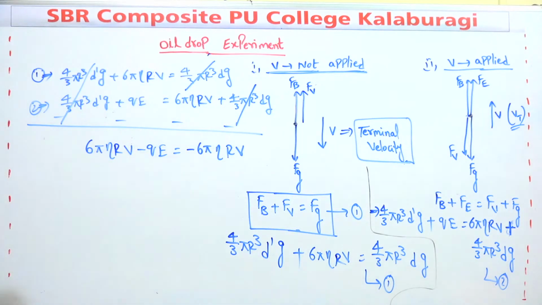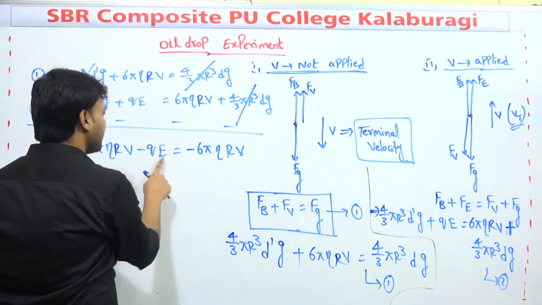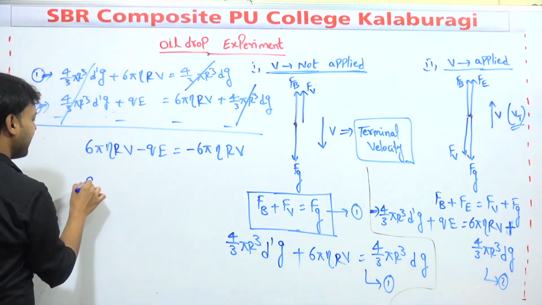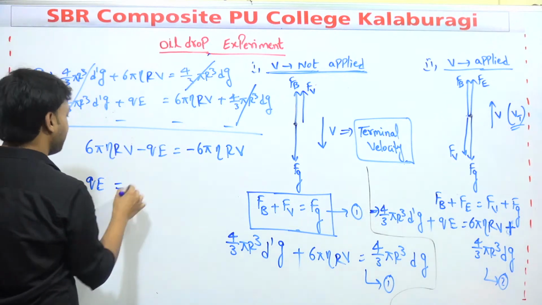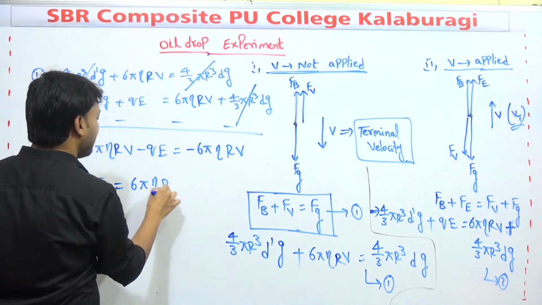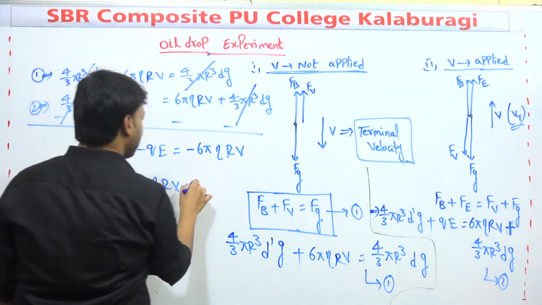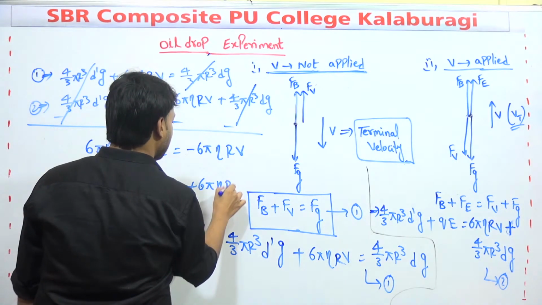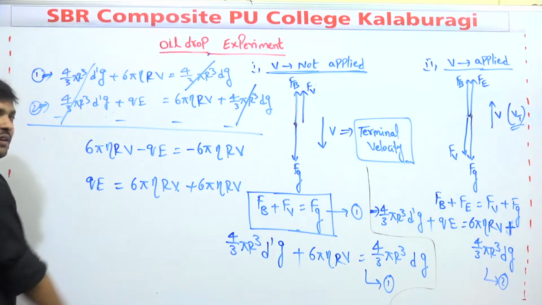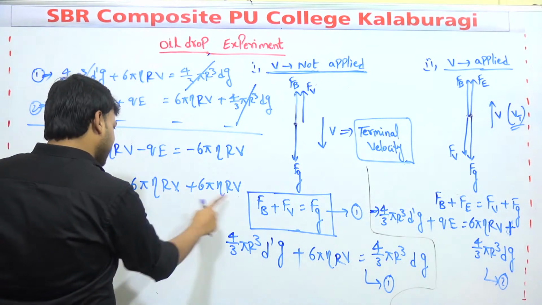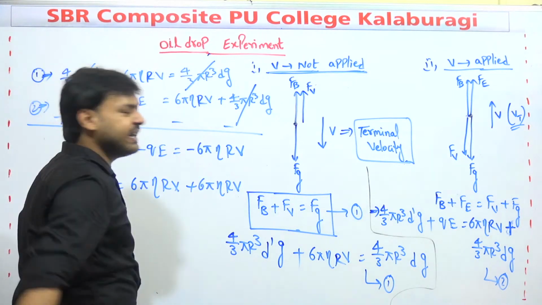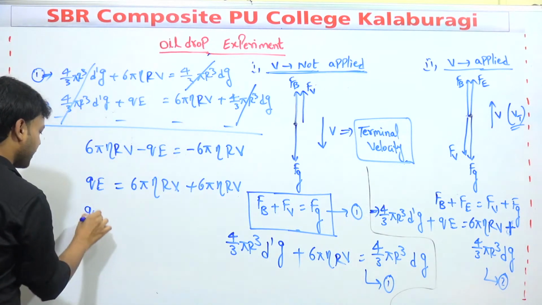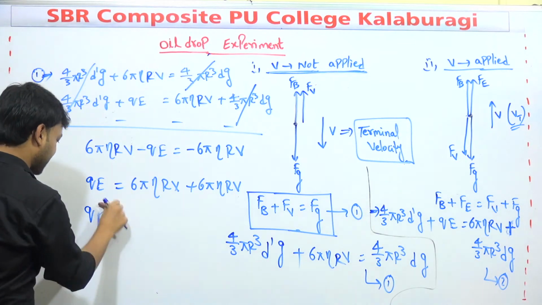Clear about the points? Is that okay? So about qE, qE will go that side and this will come this side. So this will be 6 pi eta rv plus 6 pi eta rv. So this is the charge. Now the R value we can calculate from here. See, both the values are the same, 6 pi eta RV, 6 pi eta RV. We can add these two. So qE, which is equal to our charge if you want.